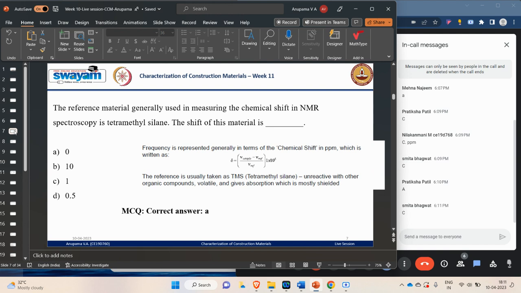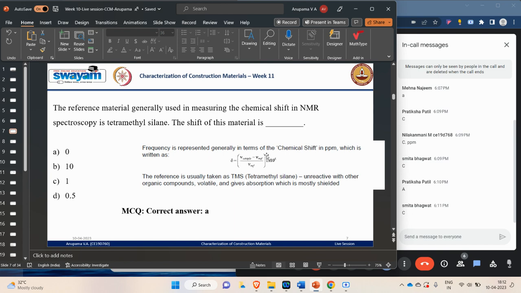The correct answer is option A, which is 0. Here, if you see the snippet from the presentation, the reference is usually taken as TMS or tetramethylsilane. Why? Because it is unreactive with the sample. For any characterization technique, if you need a reference material, it has to be unreactive with the sample. So it is unreactive with the organic compounds, it is volatile and gives absorption which is mostly shielded.